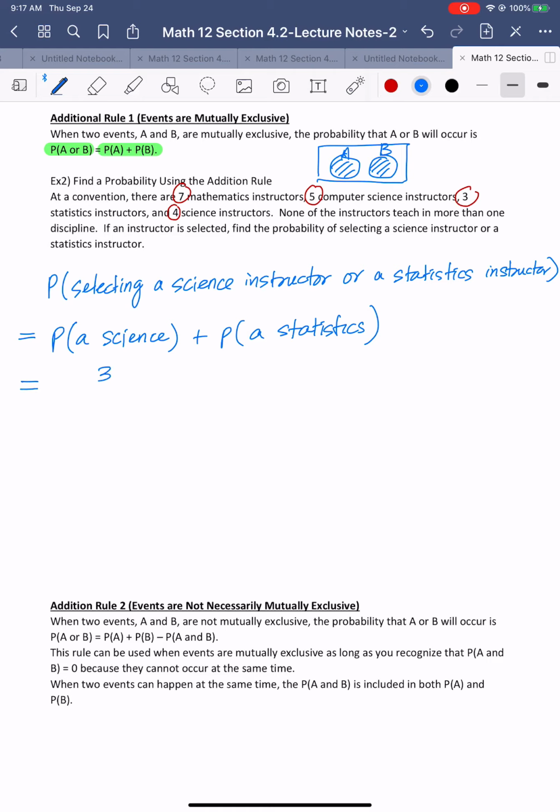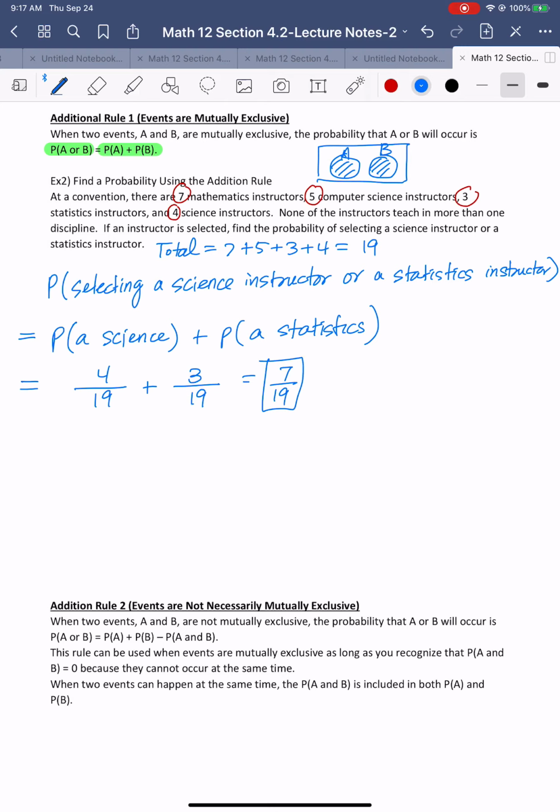There are 3, and out of the total, the instructors add up: 7 plus 5 plus 3 plus 4. I think we got 19. So there are 19, and then no science instructor is a 4. Sorry about that, it's my mistake. And then there are 7 statistics instructors out of 19. So you got 7 over 19.